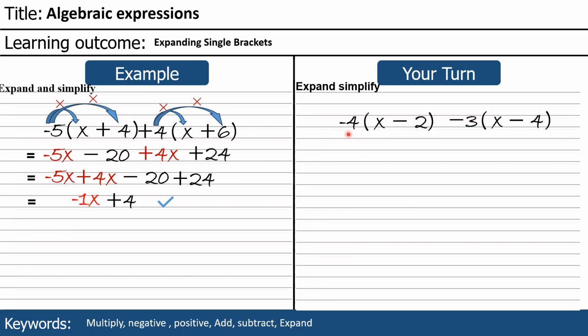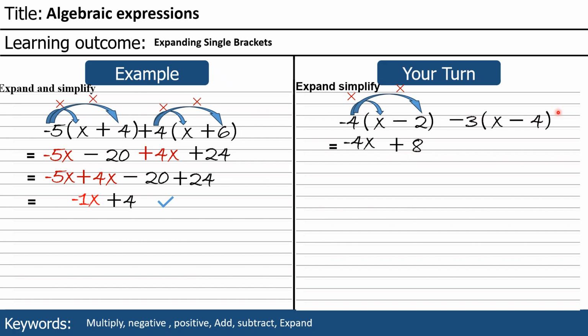Therefore, minus 4 or negative 4 multiplied by x is negative 4x, and then negative 4 multiplied by negative 2 will give you a positive 8. Remember, a negative multiplied by a negative will give you a positive.